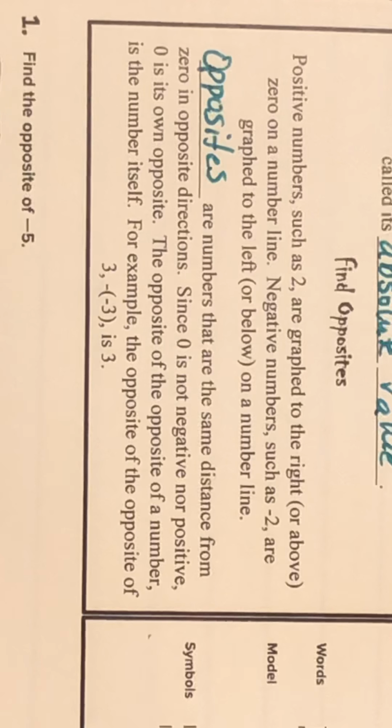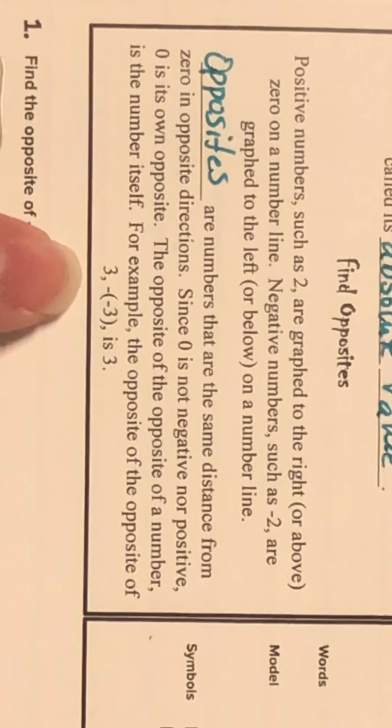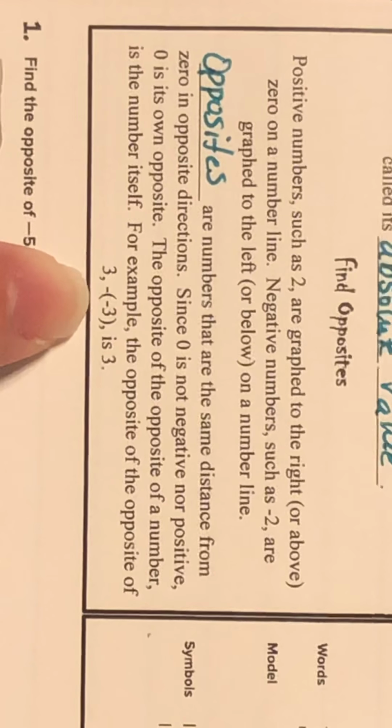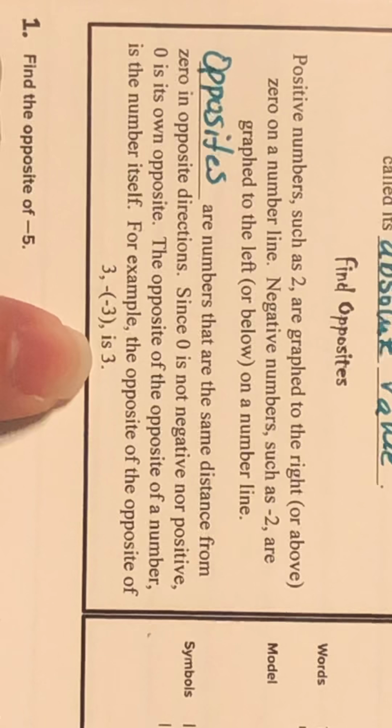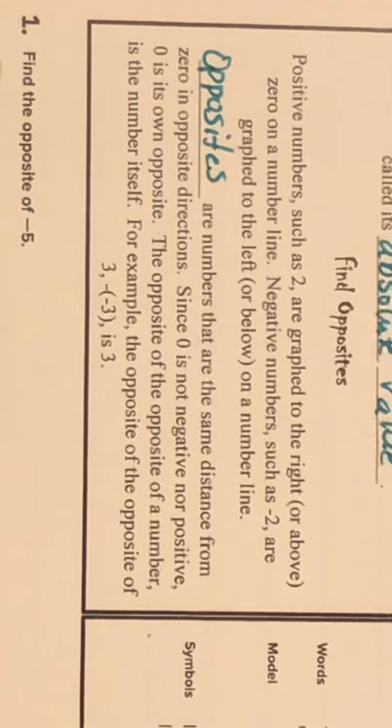Since 0 is not negative or positive, 0 is its own opposite. The opposite of the opposite of a number is the number itself. For example, the opposite of 3 is -3, and the opposite of that is a negative, so it's regular 3. Okay?